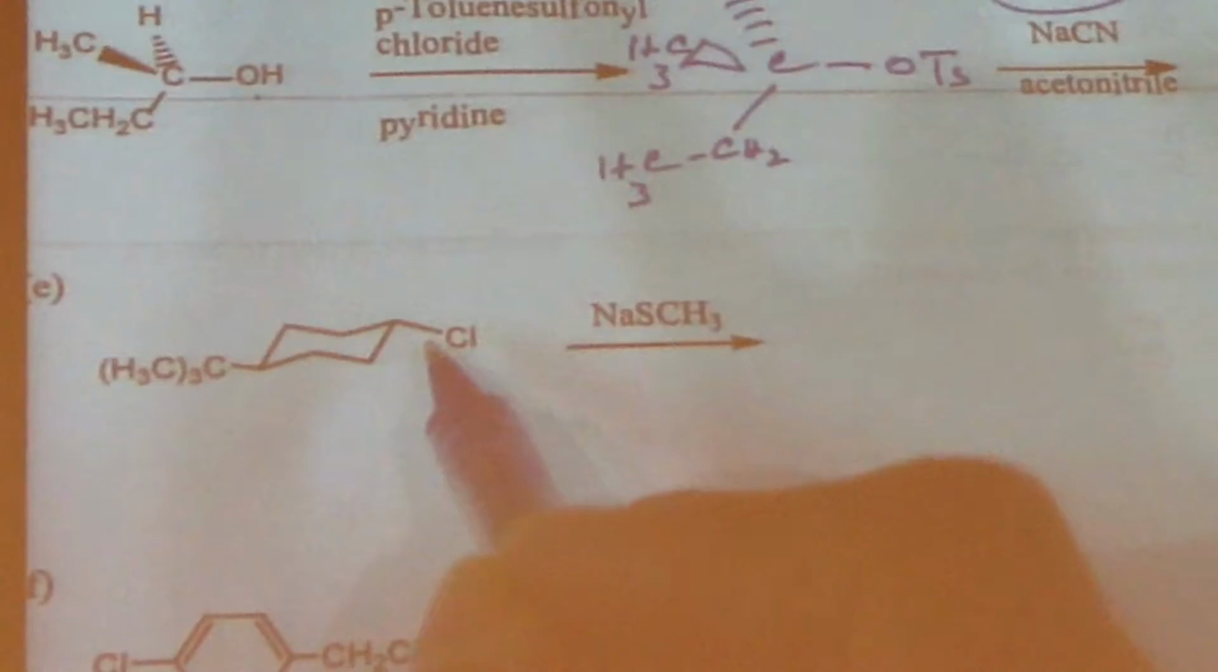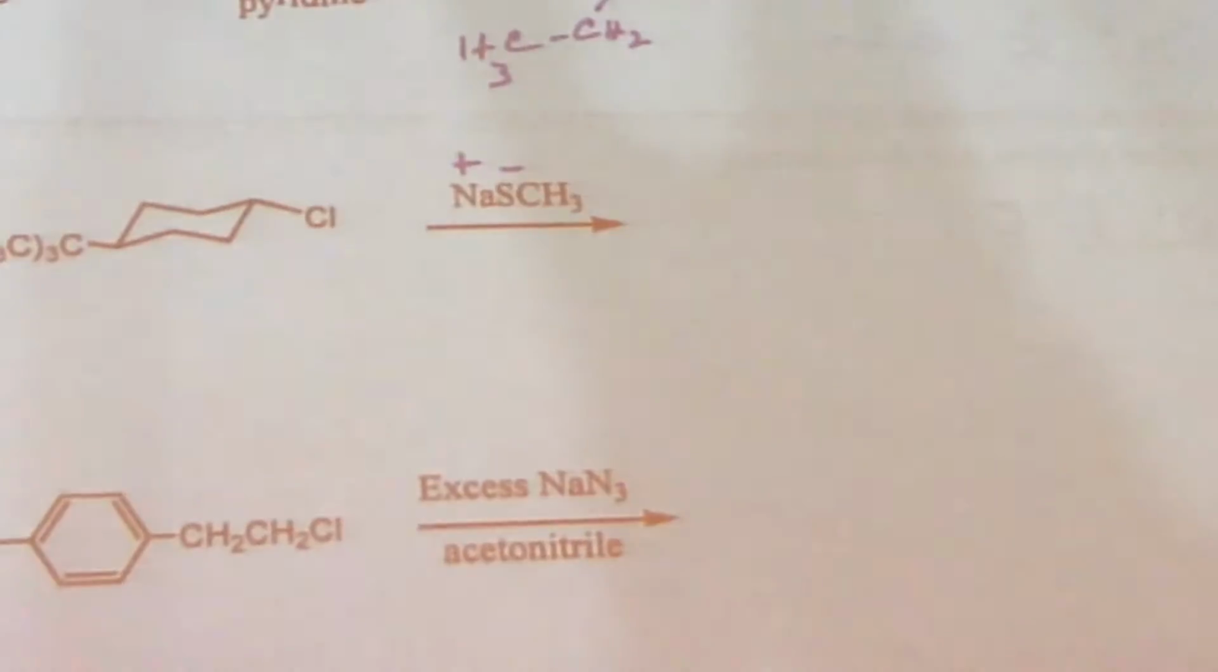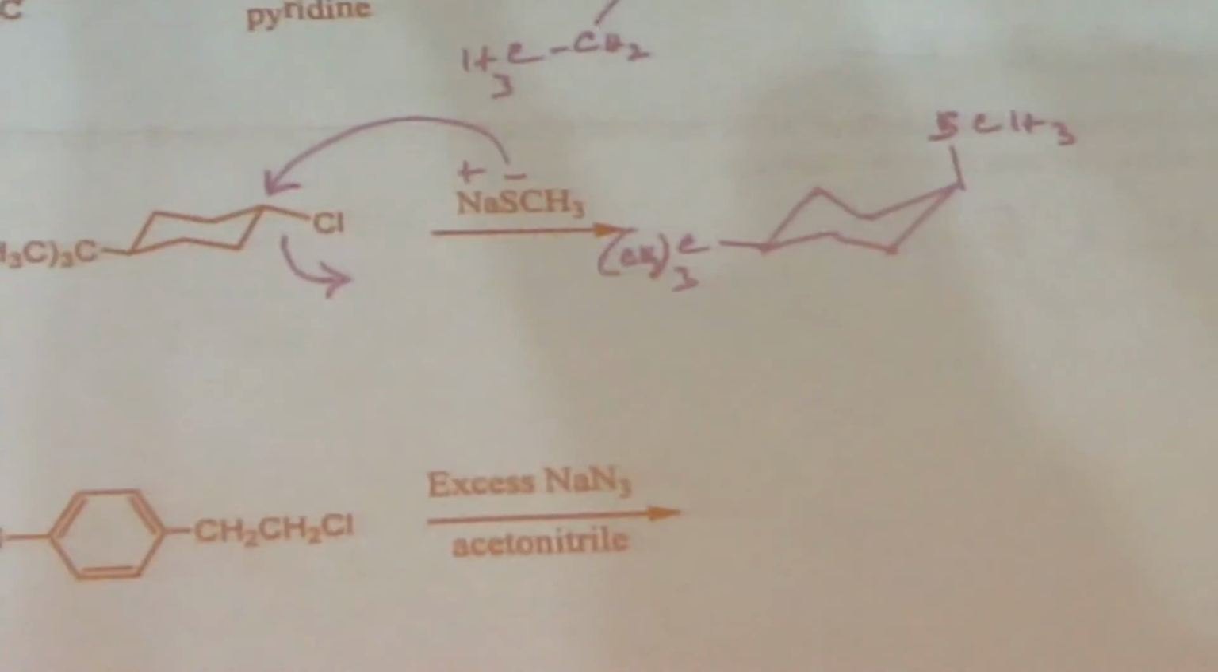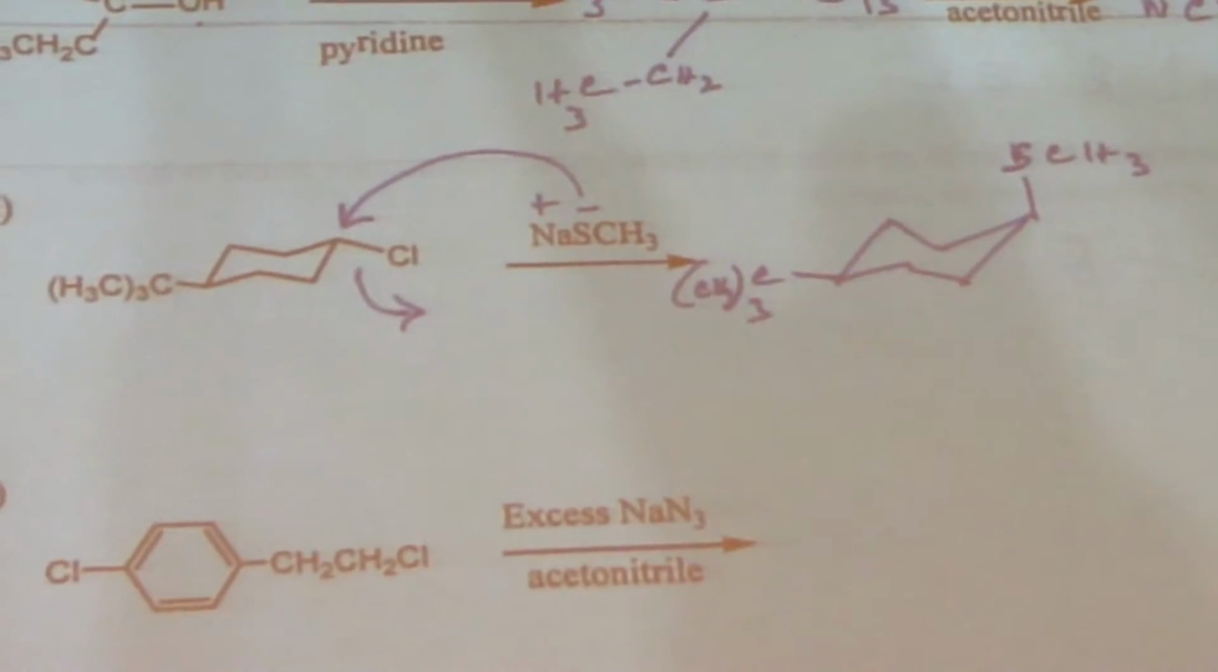The next one is also an SN2 reaction. The chlorine is the leaving group, even though this one is a secondary carbon. S minus is a better nucleophile than O minus, and a poorer base. That's why it undergoes this reaction. The tert-butyl group here, and it's going to be axial. So again, it's a stereospecific reaction because it's SN2.